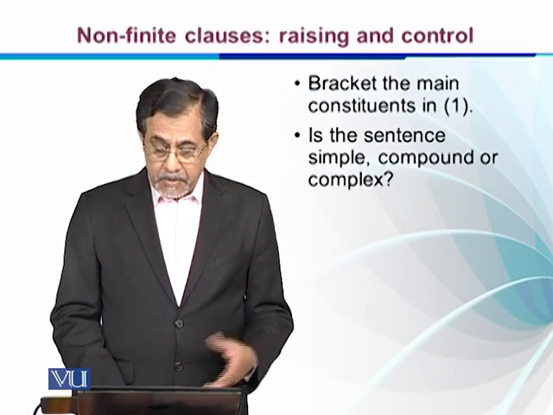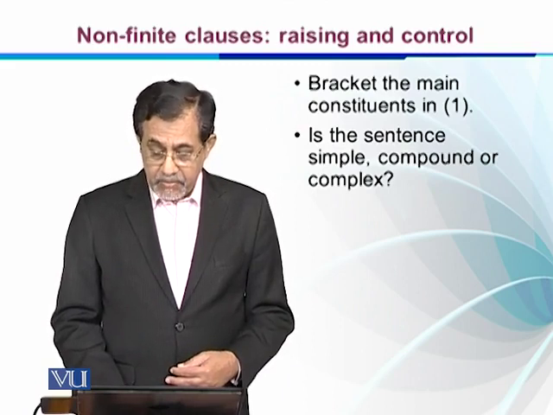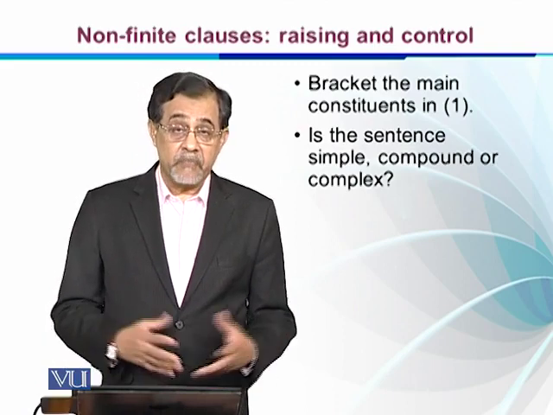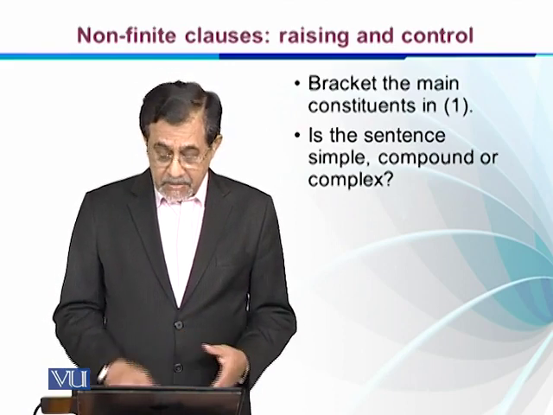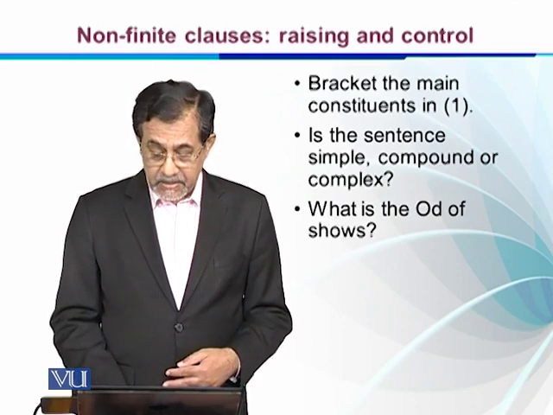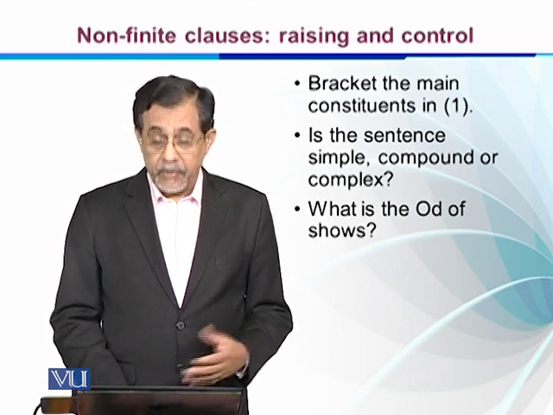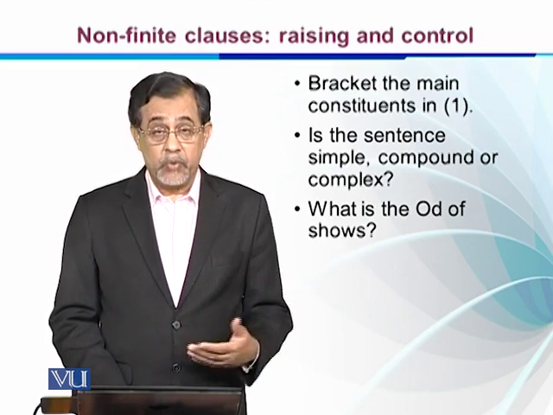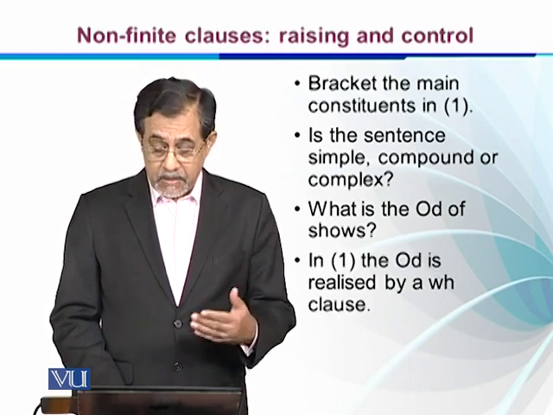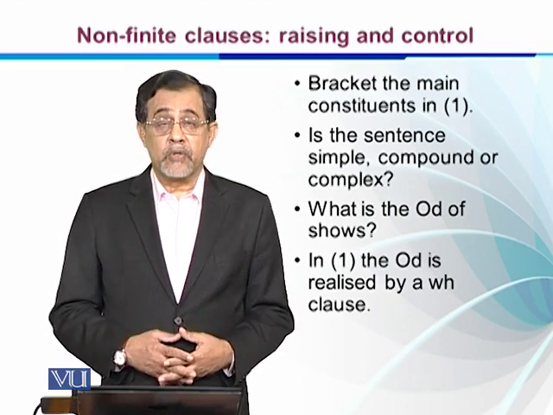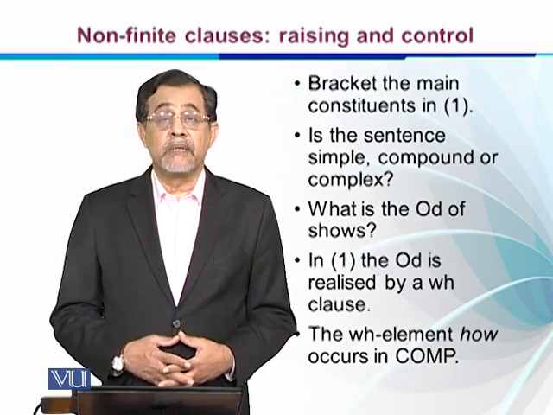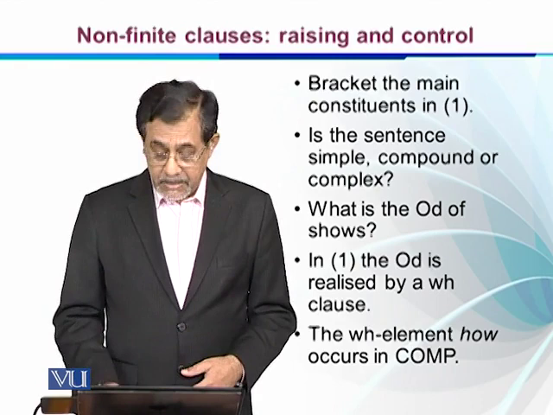So we have simple and compound or complex, right? Is this sentence simple? Obviously, it is not simple, not compound, but it's a complex sentence. What is the object of shows? I've told you that how is the direct object of the verb shows, and the object is realized by a WH clause, which is how, and we have a WH element which occurs as a complementizer.